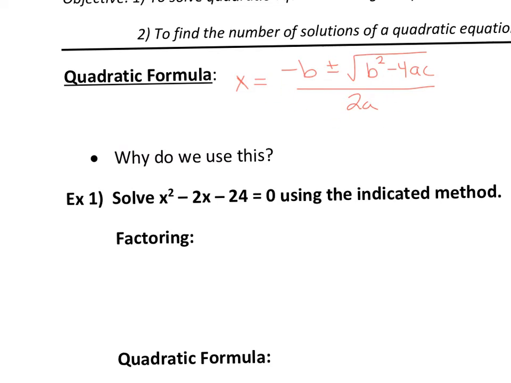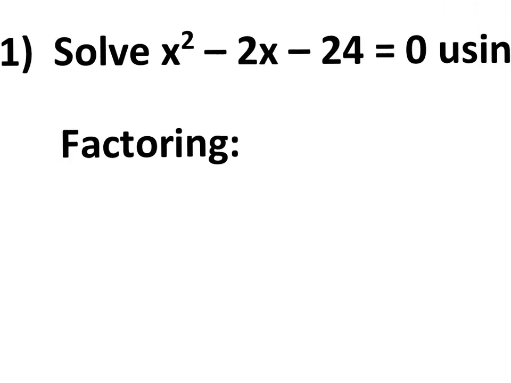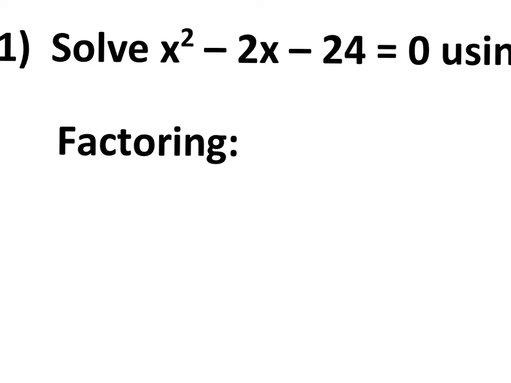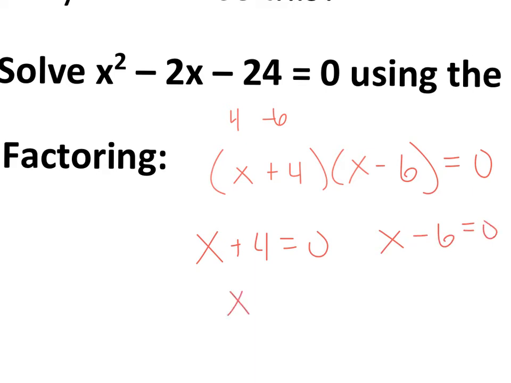Now just to show you what's going on, if we look at this guy and solve by factoring, we would find factors of negative 24 that get us negative 2. So 4 and 6 pop into your head right away, hopefully. If I make that 6 negative, that would add up to negative 2 for the middle. So our factors would be x plus 4 and x minus 6, and that's still equal to 0. Now you're going to set each factor equal to 0 and solve, and we end up with negative 4 and positive 6.